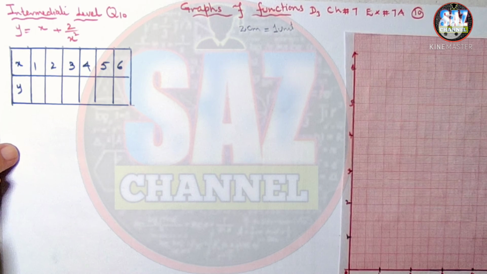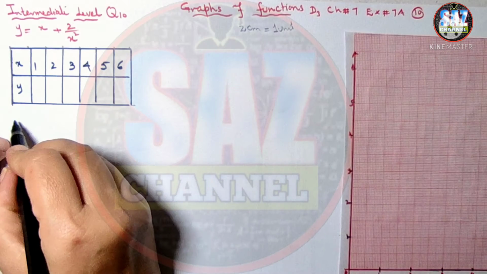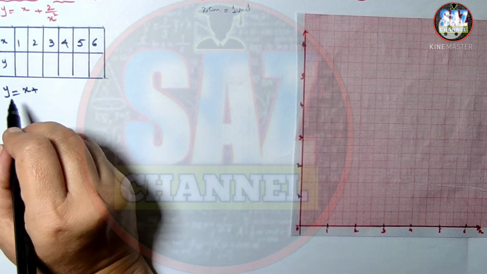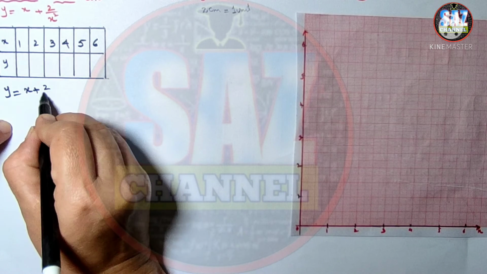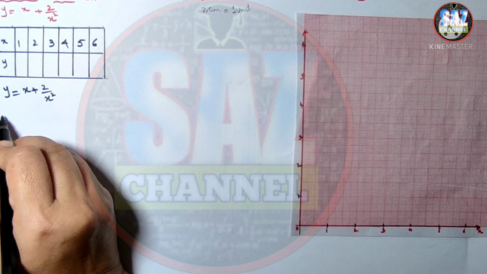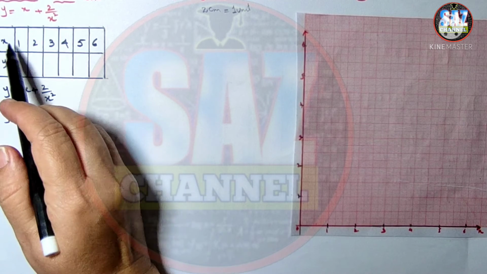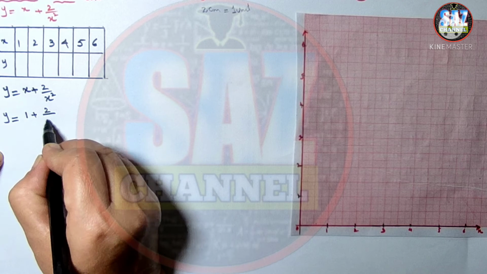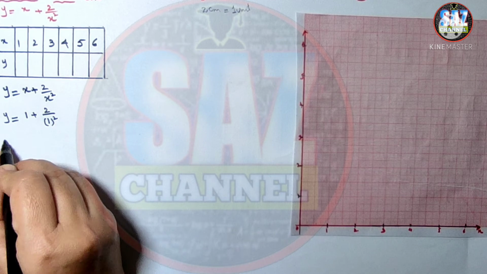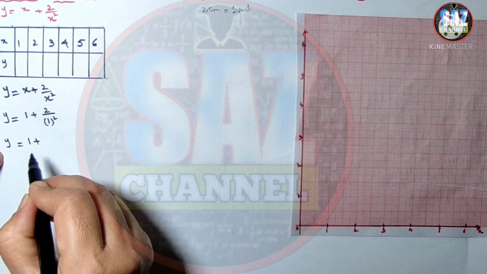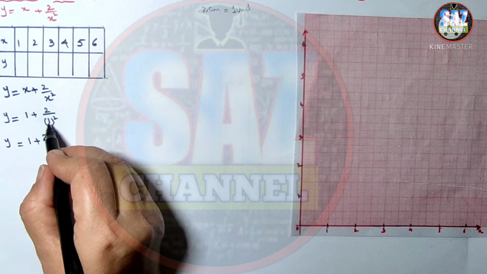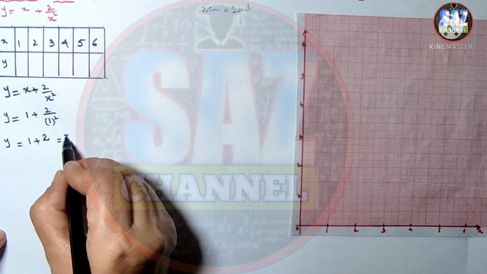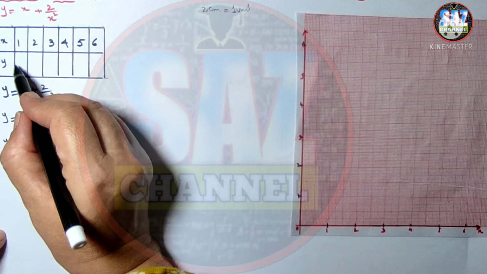I hope you know what we have to do. We have to take the given function, which is y equals x plus 2 over x square. Yes, it's correct, 2 over x square. Now we have to replace these values one by one. The first value of x is 1, so y equals 1 plus 2 over 1 square, and 2 over 1 is 2. So my first value of y for x equals 1 is 3.